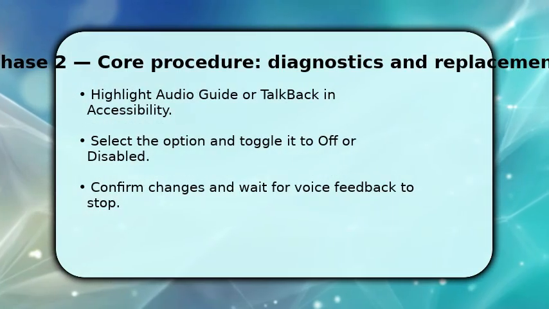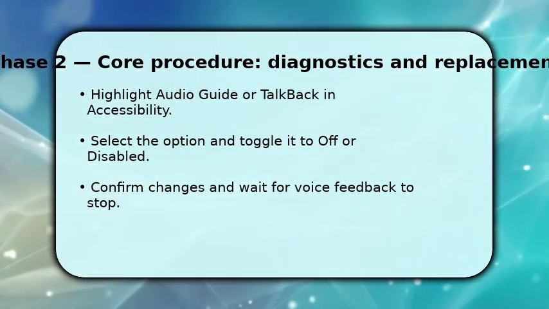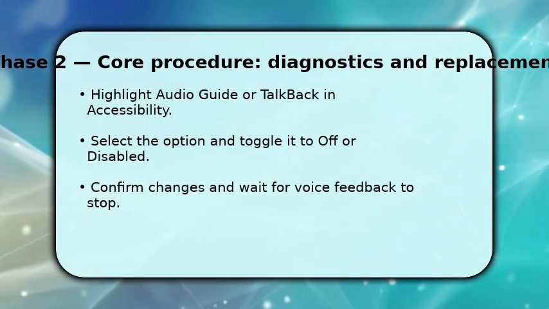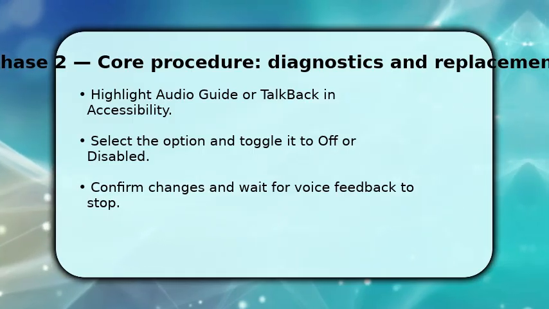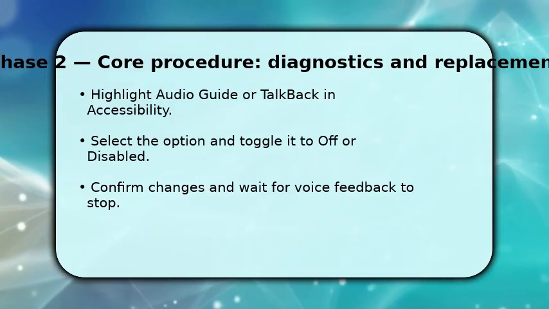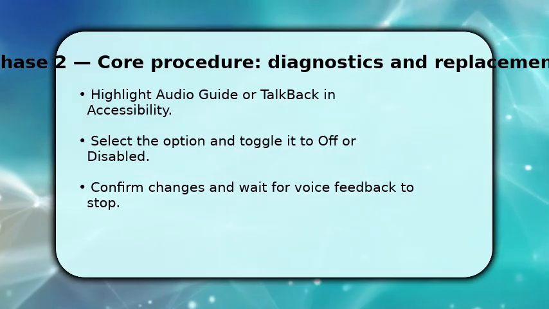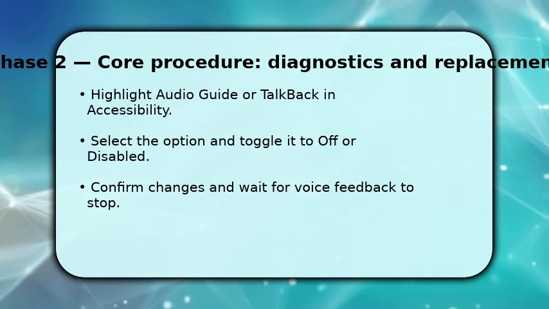You're in Accessibility, so highlight Audio Guide or Talkback and press OK to open its settings. This is the control that speaks UI elements aloud. Once inside, use the toggle to switch the feature to off or disabled, press OK again to confirm.